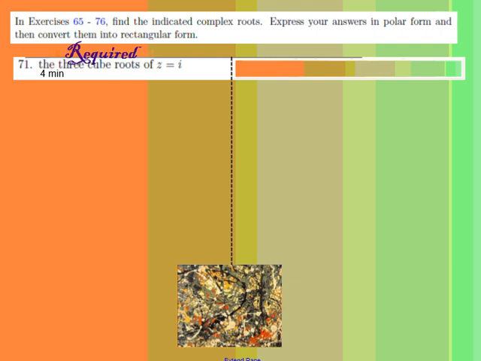All right, and then one more, this one. The 3 cube roots, or third roots, of just i. Remember, just i is really 0 plus i. Don't forget that it's got its 0 real component. All right, that's it. Do it up to there, and you're done. That's all I got for you for today.